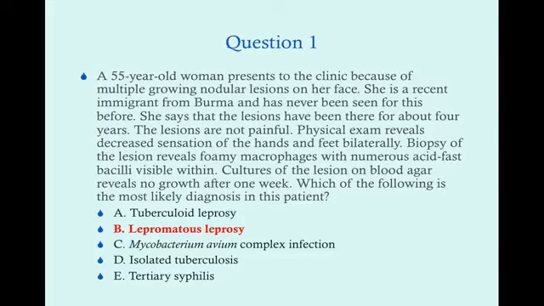We're going to talk about the difference between tuberculoid leprosy and lepromatous leprosy. But the main difference is that lepromatous leprosy is widespread, and the lesions are nodular, whereas with tuberculoid leprosy, the lesions are flat, and they're usually numb and hypopigmented. With lepromatous leprosy, this is what we think of when we think of leprosy.